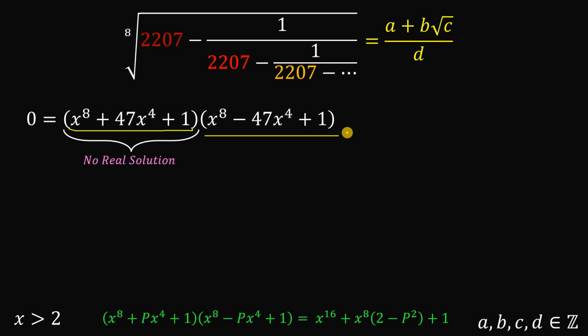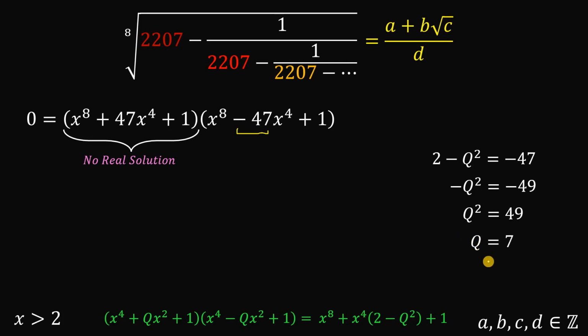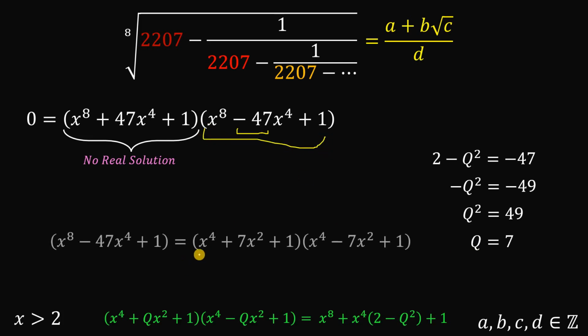And as you can see, what we're going to do is to use the same method as before. So assume that this expression can be factored as x raised to the fourth power plus qx squared plus 1 multiplied by x raised to the fourth power minus qx squared plus 1. So to find the value of q, we equate 2 minus q squared to negative 47. And let's solve for the value of q. Subtract 2 on both sides, multiply both sides by negative 1, and then get the square root on both sides, so q equals 7.